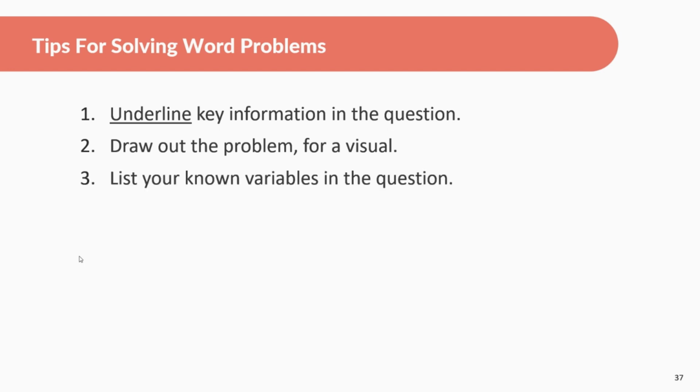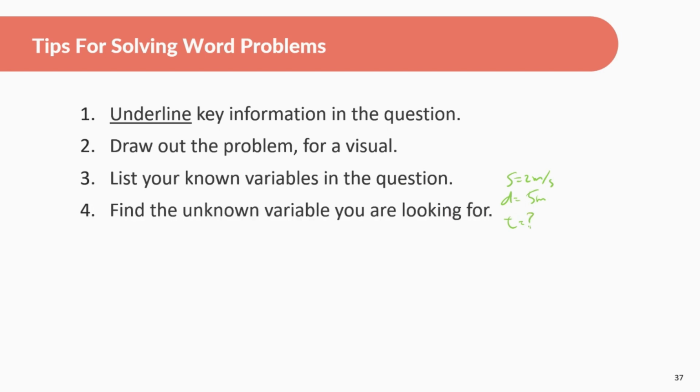And lastly, list your known variables and unknown variables. What that means is, like, speed is equal to 2 meters per second, distance is equal to 5 meters, t is equal to question mark, which is step 4. Find the unknown variable you're looking for. So list your known variables, like for example, speed and distance. That's what we've been doing so far. And list your unknown variable, like what you're looking for, time, in this scenario.